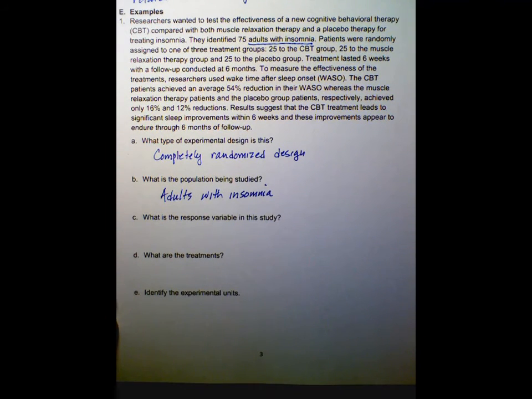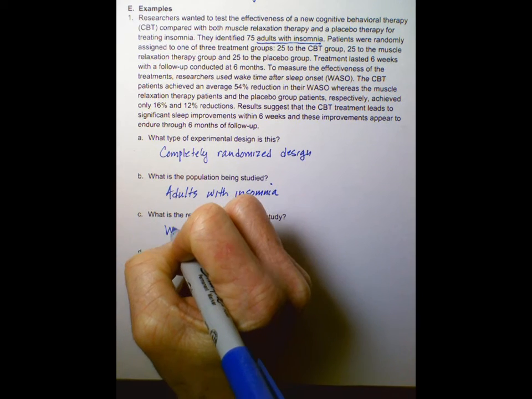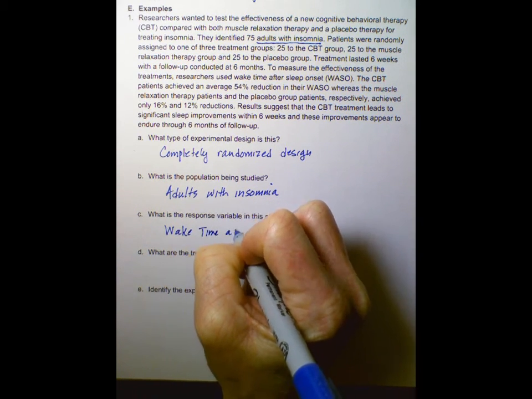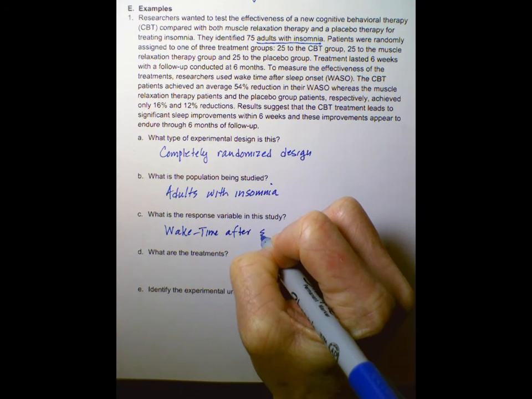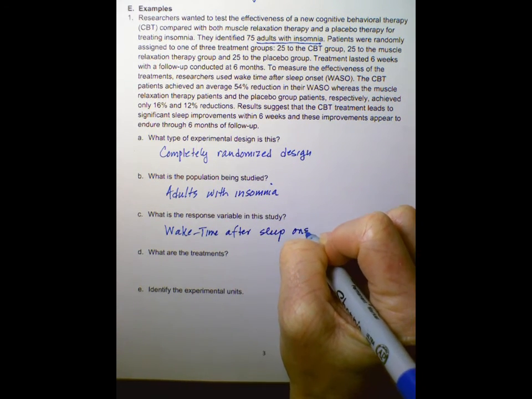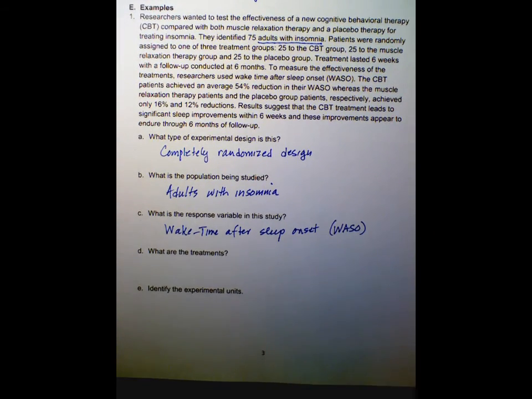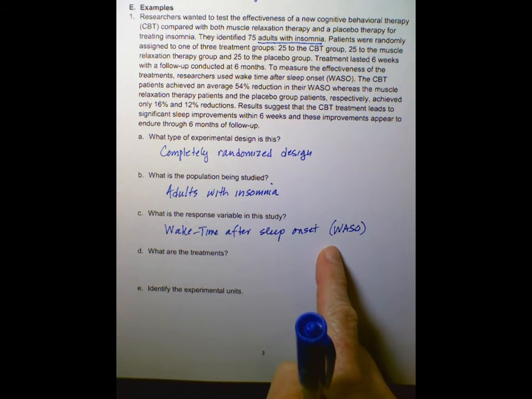What is the response variable in this study? Okay, so what were they measuring? The response. They're looking at things that affect this. They're trying 3 different things to affect it, and they're measuring something to determine the outcome. This is that wake time after sleep onset, or the WASO. That's the response for each treatment. They're measuring that response, right?